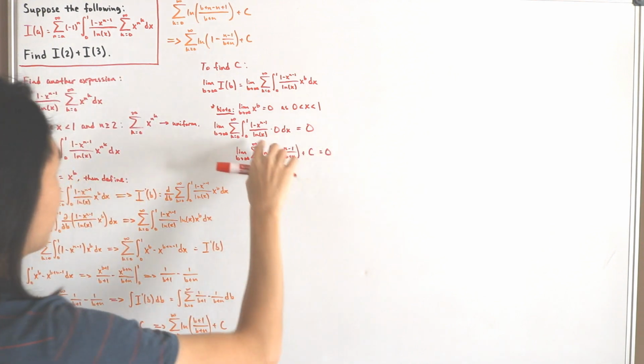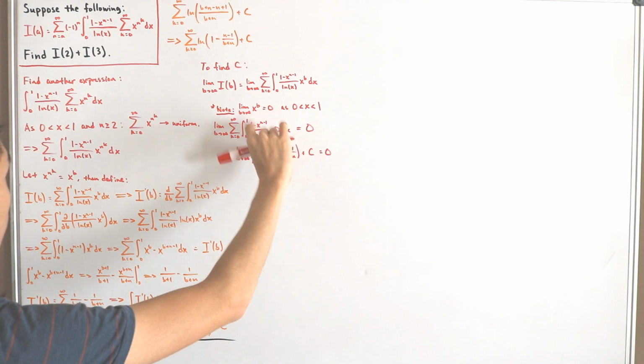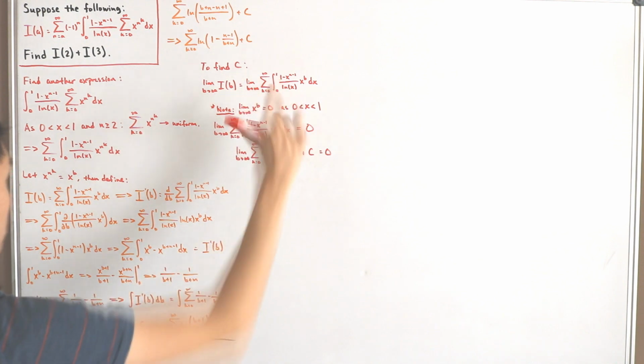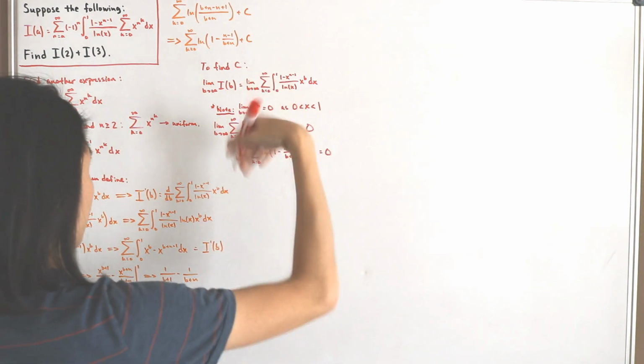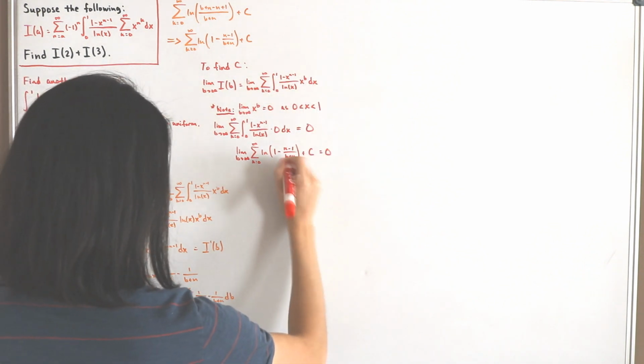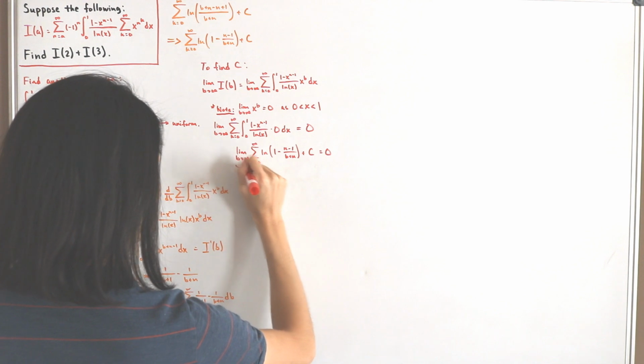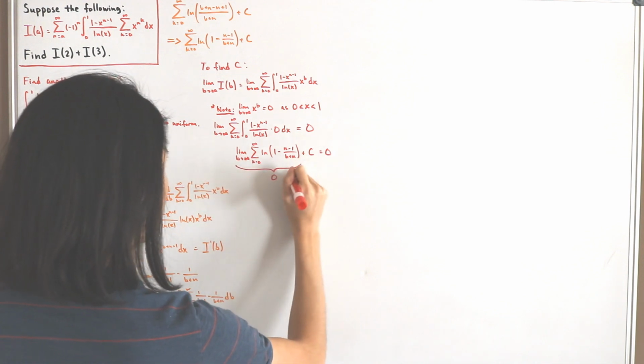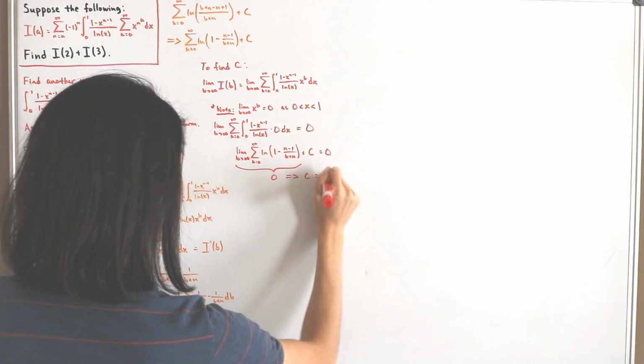But we already showed that these two equations are equivalent to each other. So that means it has to equal 0, and therefore we're left with c being equal to 0. So we get that c is equal to 0.